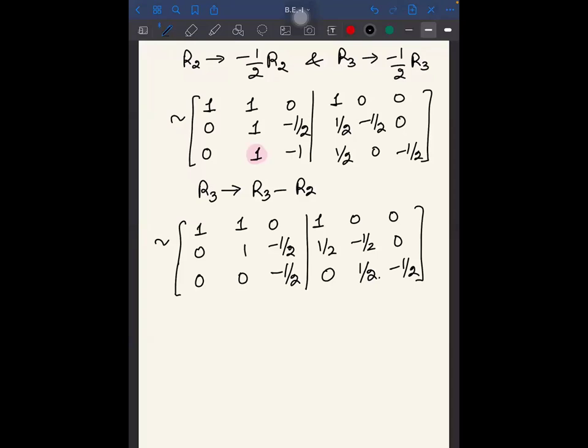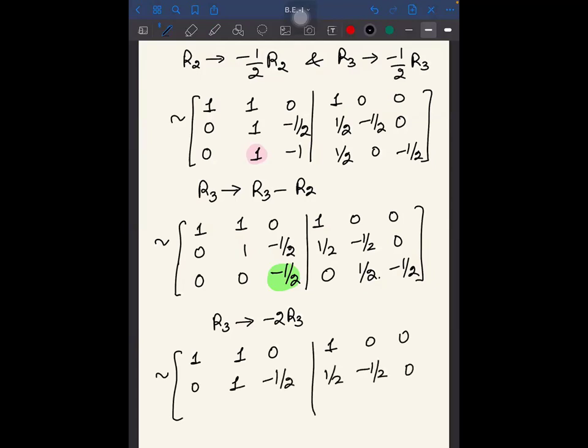So now we know that we are in the process of making the identity matrix on the left hand side. So here you need 1. In order to make 1 over here, you simply replace R3 by minus 2 times R3. So the first two rows will remain the same and the third row will be something like 1 0 minus half and 1. Is it fine?